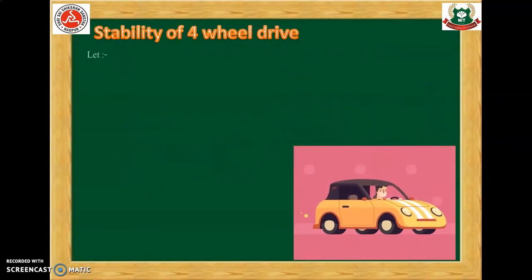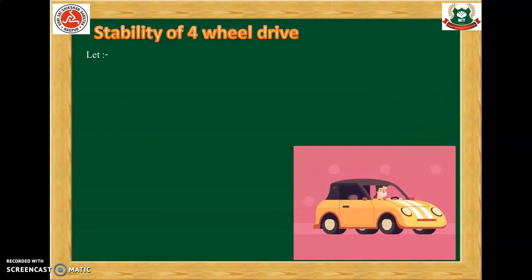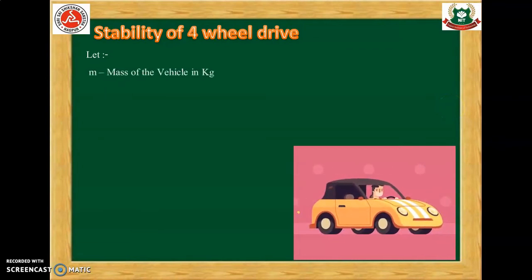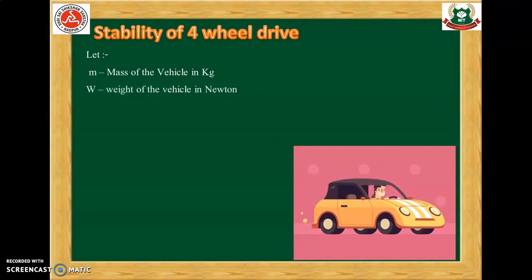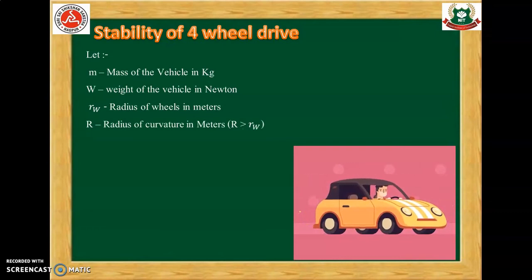Now let us see the actual stability of four-wheel drive. Here we will see how the four-wheel drive is stable during a turning, either left hand side or right hand side. Let us assume that m is the mass of the vehicle in kg, w is the weight of the vehicle in Newton, Rw is the radius of vehicle wheels in meters, capital R is the radius of curvature in meters, and here capital R should be greater than Rw, that is the radius of wheel.